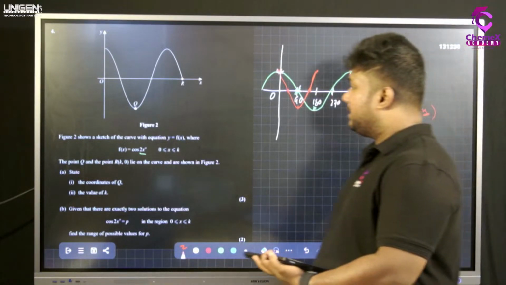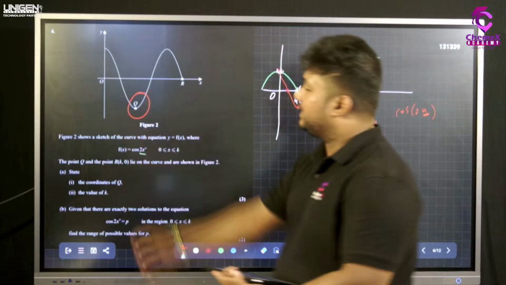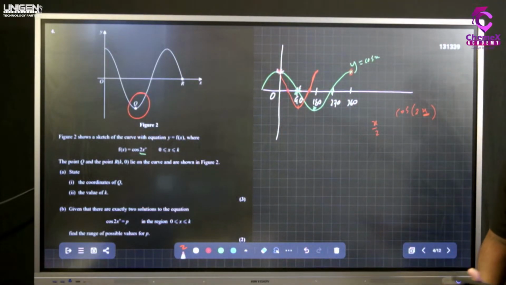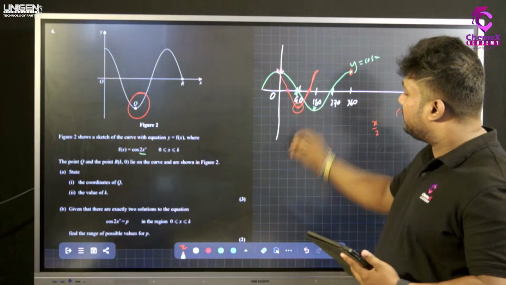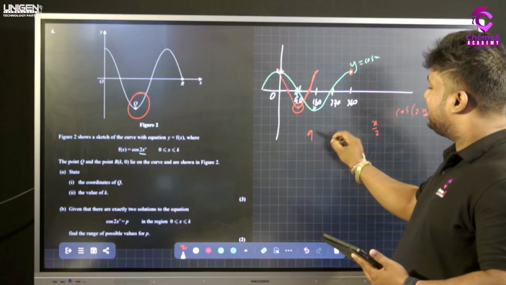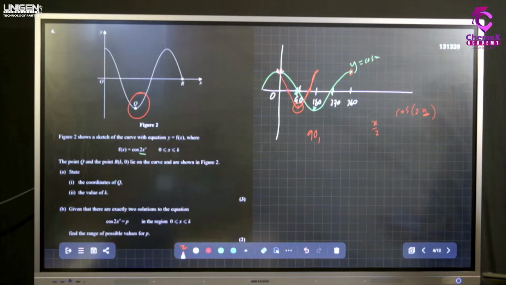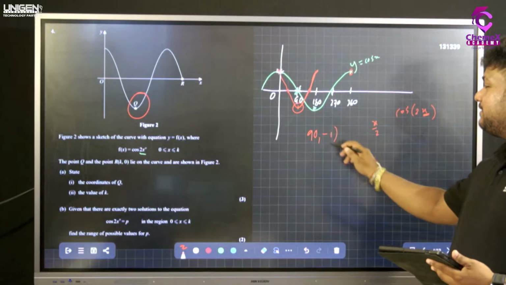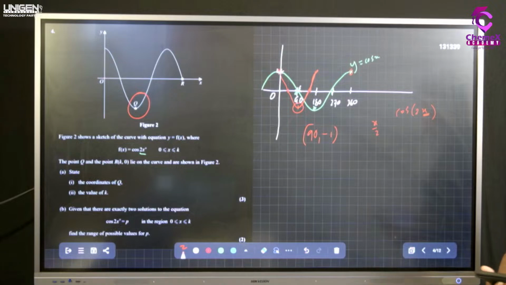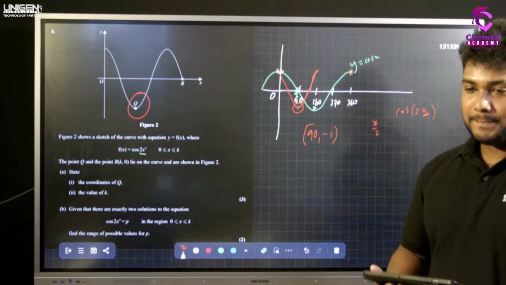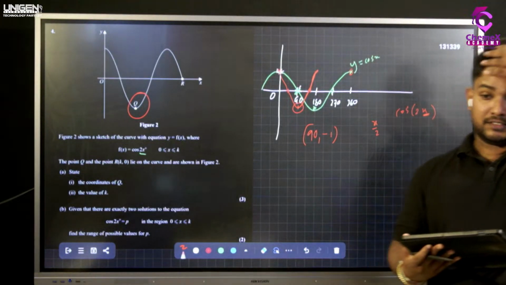Okay. Now tell me, what is this coordinate? Q. What's the first coordinate of where I cut for cos 2x? 90, what? Minus 1. Anyone has questions? Any questions, Ramika?